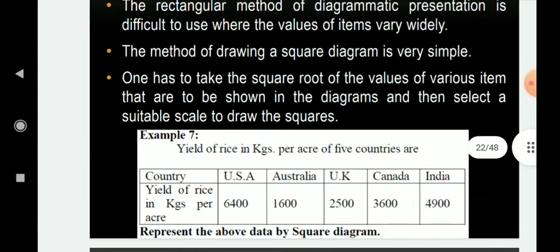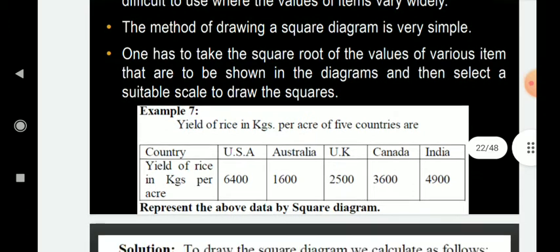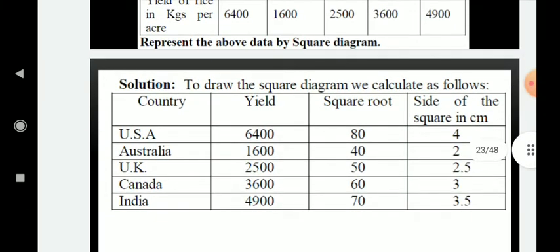Yield of rice in kgs per acre of 5 countries is given: USA, Australia, UK, Canada and India. And the values are also given. Represent the following in a square diagram. To find this, we first write the country, USA, then its yield, whatever is given. The first two columns are given. The third one you have to find: the square root. Square root of 6400 you find using a calculator, that is 80. Square root of 1600 is 40. Square root of 2500 is 50, and so on.